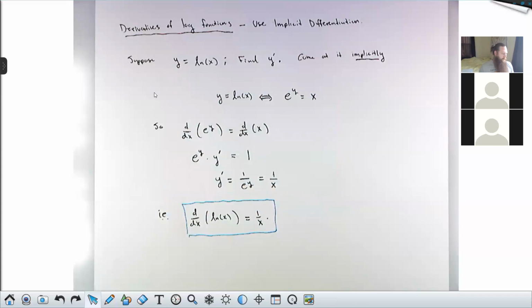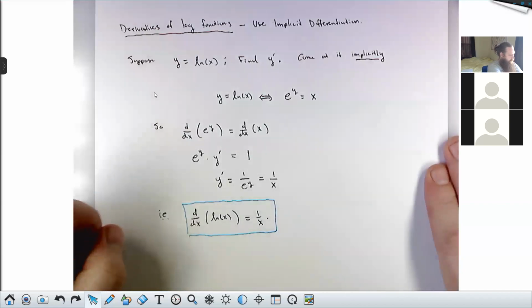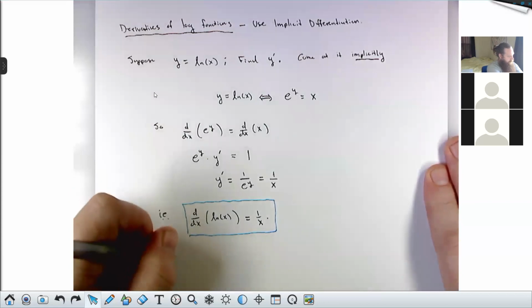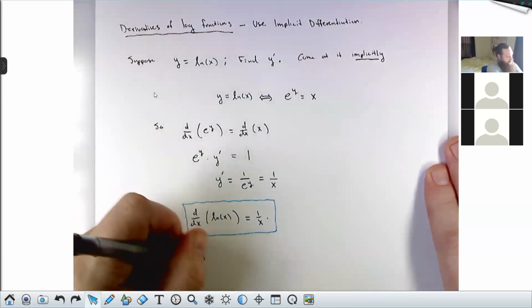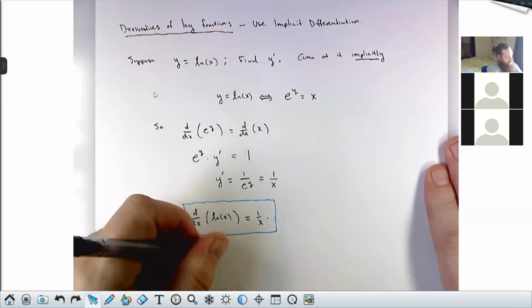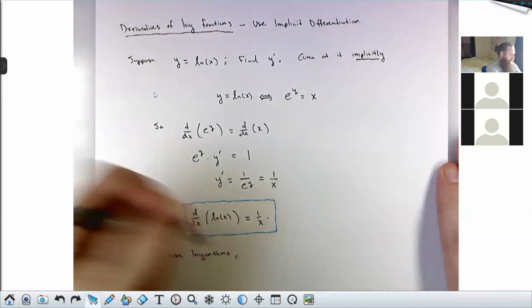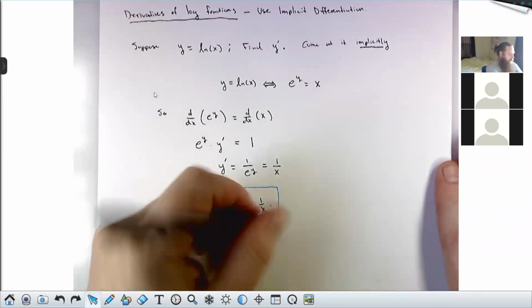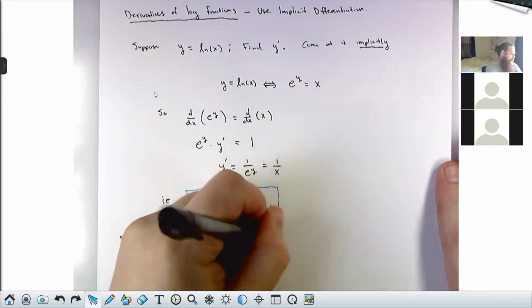If I wanted to differentiate some other base logarithm, I could do it the same way. Or you can use the change of base formula.